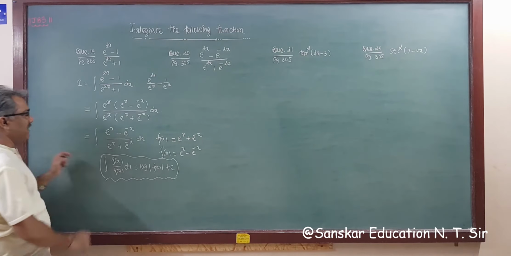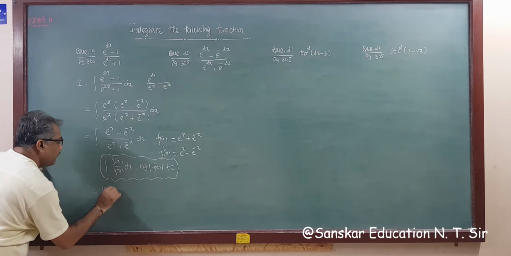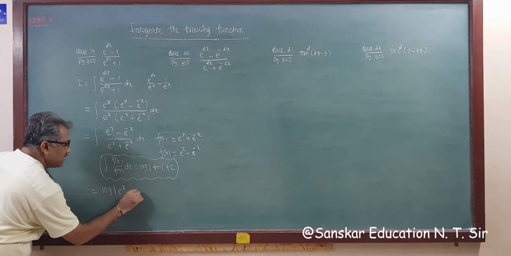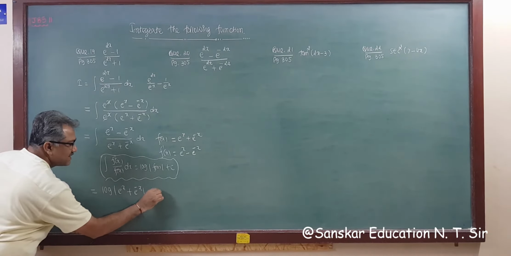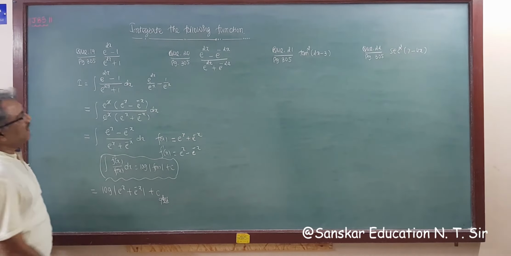So applying this formula, what is your answer? The answer will be log of mod e raised to x plus e raised to minus x plus c. This is your final answer. Right?